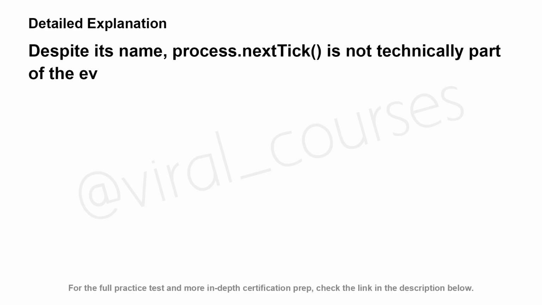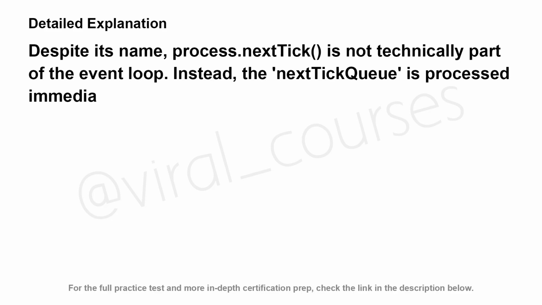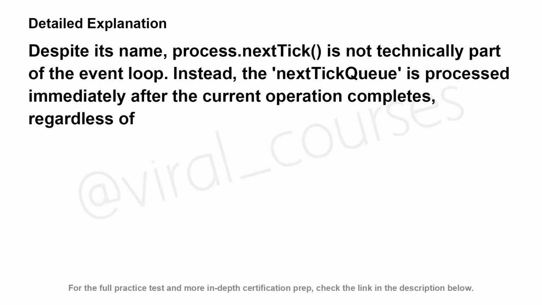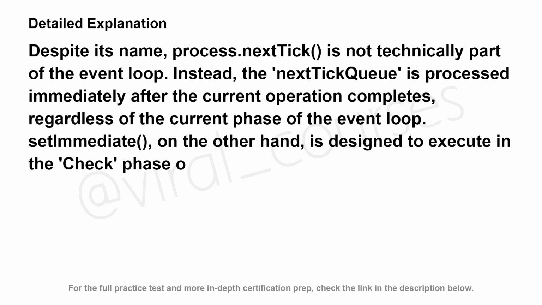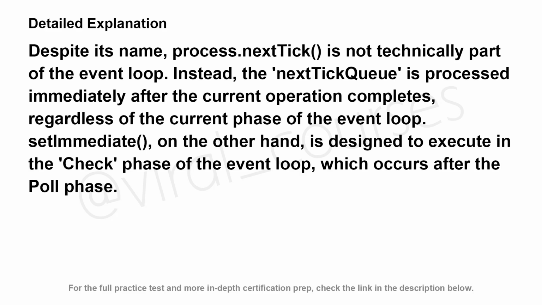Despite its name, process.nextTick is not technically part of the event loop. Instead, the next tick queue is processed immediately after the current operation completes, regardless of the current phase of the event loop. setImmediate, on the other hand, is designed to execute in the check phase of the event loop, which occurs after the poll phase.